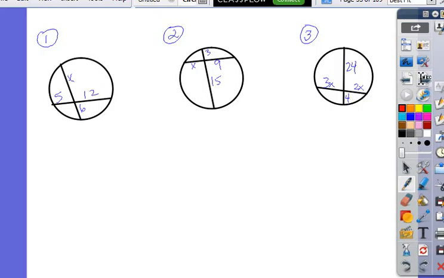All right, I'll work number 1, then y'all can have 2 and 3. Which rule is this? 1, 2, or 3? The first one, which means I'm going to take the 2 pieces of each chord and multiply them together. So I'm going to take this one and say what? Multiply.